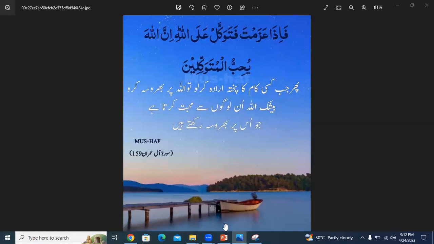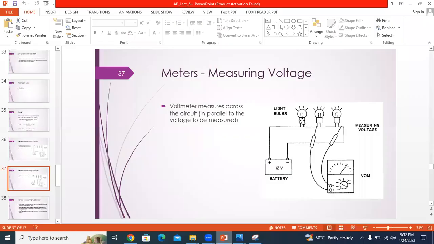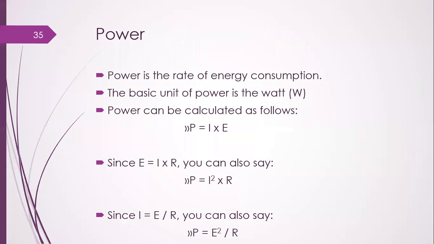So coming back to the lecture, in the previous session we discussed the concept of power. What is power? There are three main and basic formulas of power, which we use from Ohm's law. P is equal to V into I, and E is related to the V as well.